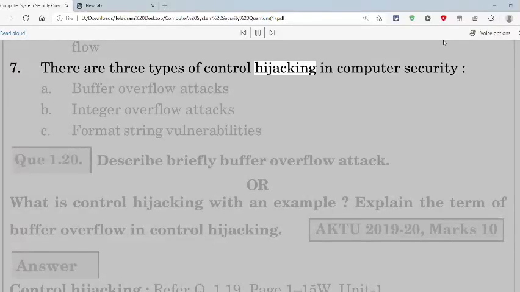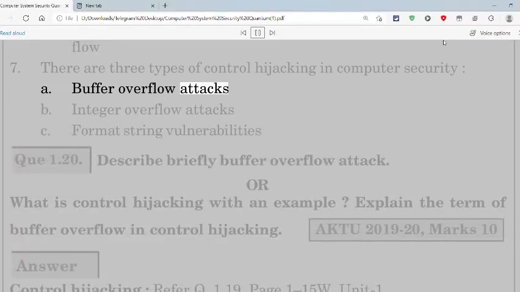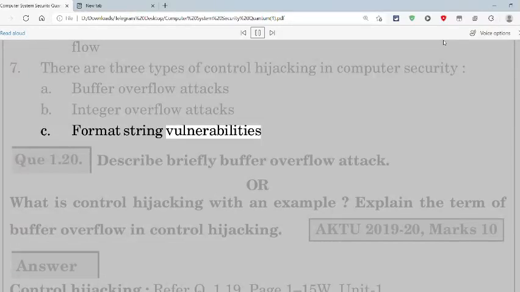7. There are 3 types of control hijacking in computer security. A. Buffer overflow attacks. B. Integer overflow attacks. C. Format string vulnerabilities.